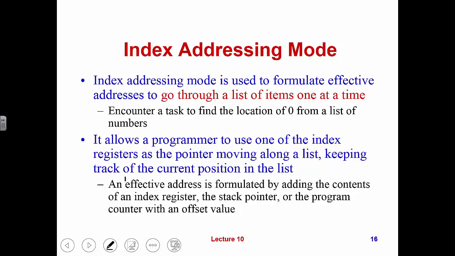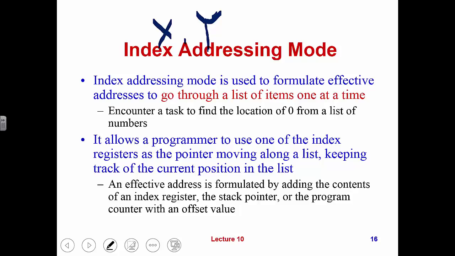It's mainly used with X and Y, these index registers. That's quite easy. We add an offset to the base value of index register X or Y. Then it's very easy for us to go through a list of data items that are stored in memory, accessing one at a time.